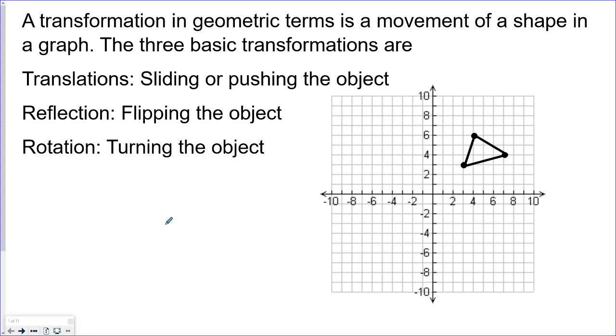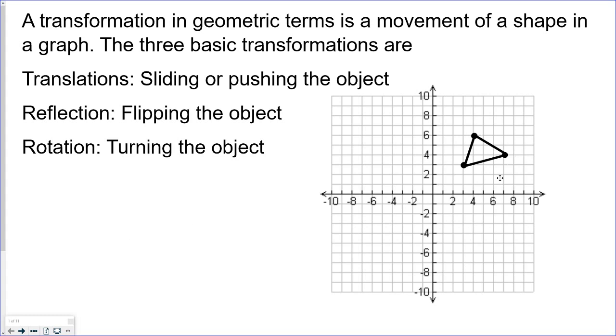So today we're going to talk about transformations in the geometric sense. Transformations in the geometric sense simply means you are moving or altering the position of an object in some manner or some way. There's a few different transformations, but the three main ones that we're going to be looking at are translations, reflections, and rotations. Each one is a different movement of an object, usually on a graph or on a grid.